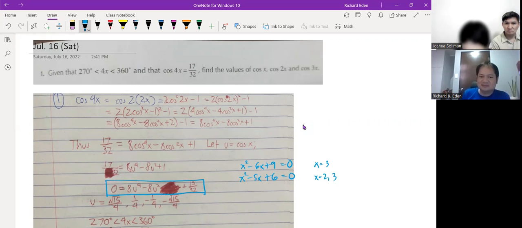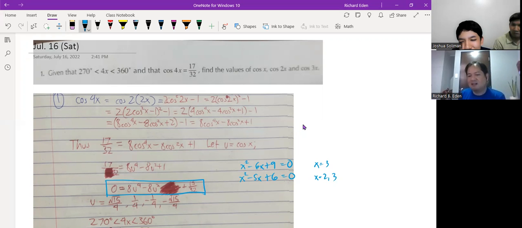Hindi, po. By quadratic. You did. Wait, how did you solve this? 8u to the 4 minus 8u squared plus 15 over 32. You used the quadratic formula. Did you do everything in your head, in your mind, or did you write things down? Yes or no? Yes, using, ano po, nilagay, and I just added it with the calculator. Oh, you just typed it into a calculator.